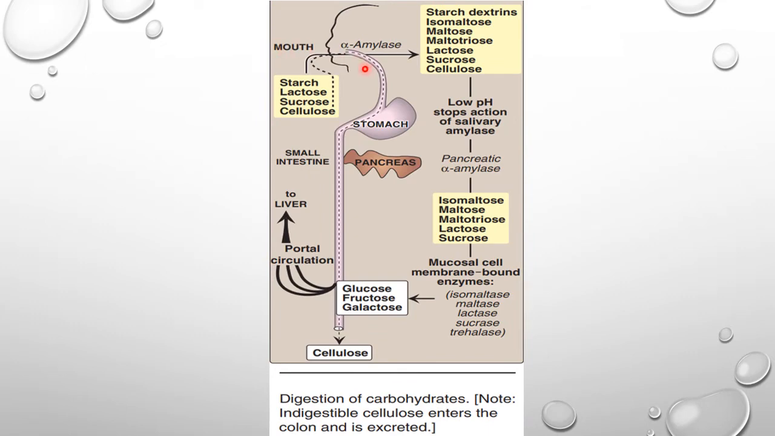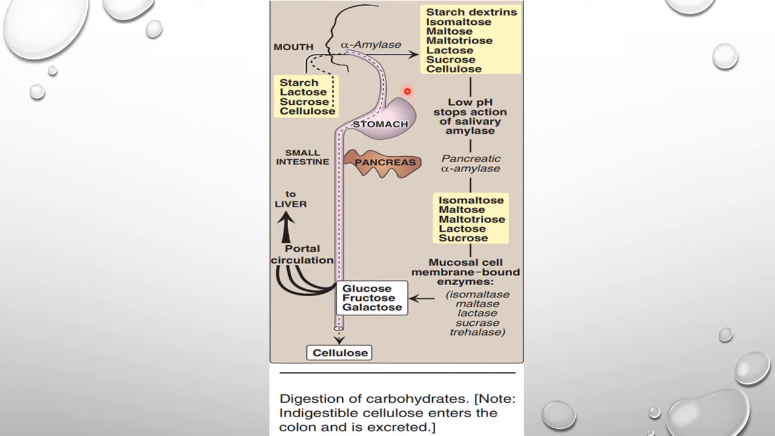This slide is showing digestion of carbohydrates in the GIT. We have one special enzyme in the oral cavity, and that is called salivary alpha amylase or ptyalin. This enzyme can act on dietary starch and convert it into starch dextrins and also into isomaltose, maltose, and maltotriose. While disaccharides like lactose, sucrose, and cellulose remain as such in the oral cavity.